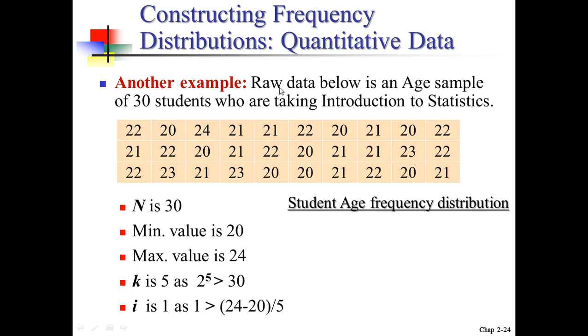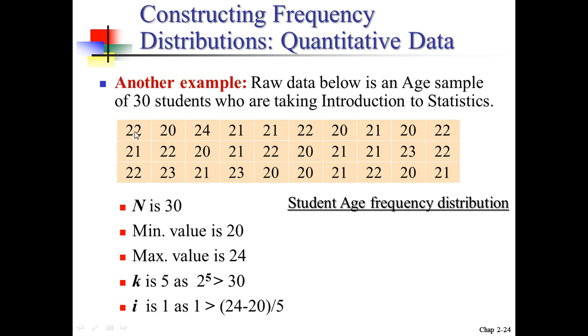Another example: the raw data below is an age sample of 30 students. Suppose that in your class there are not only 30 students, there are more than 30 students, but I take only 30 to study. That's why I call it a sample. This should be a small n, not a capital N. Okay, who is taking Introduction to Statistics? So 30 students taken from your class. This is a sample, not a population.